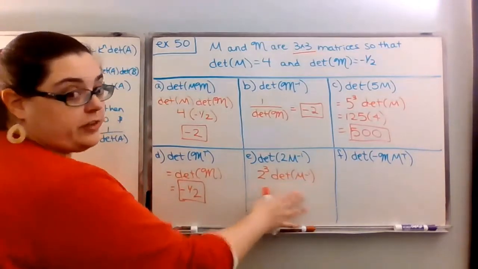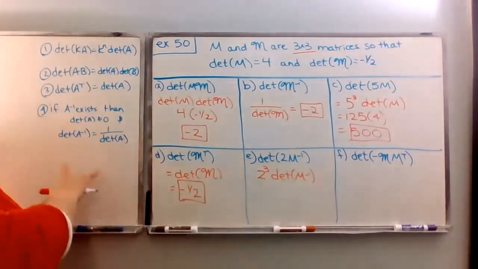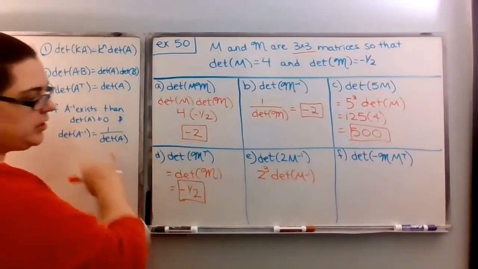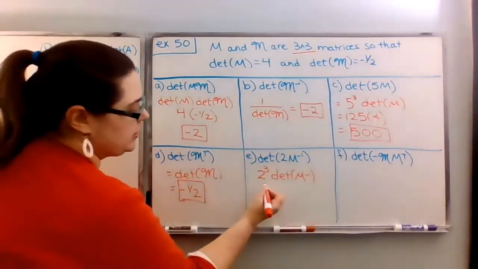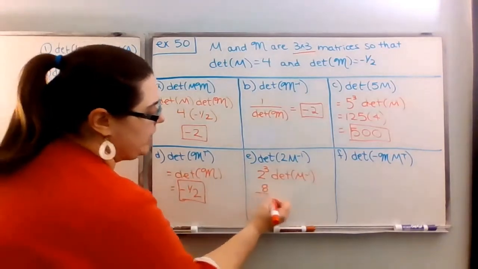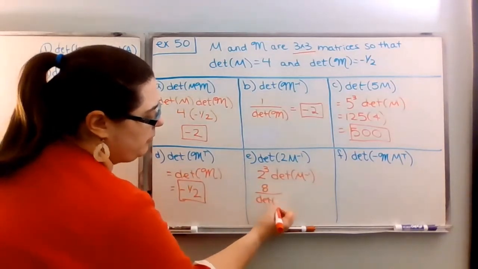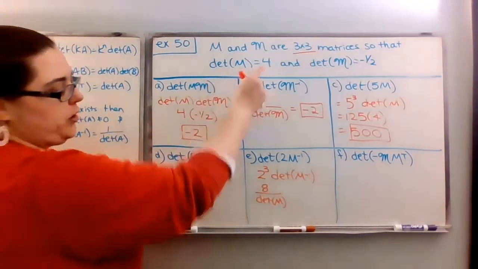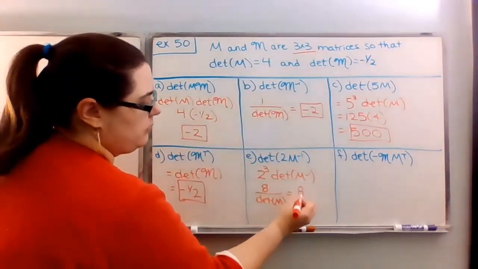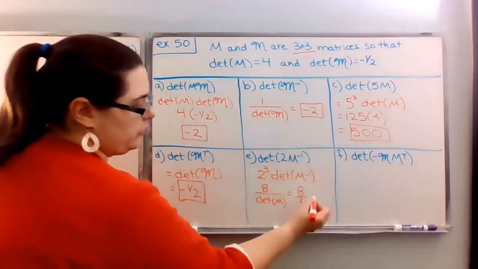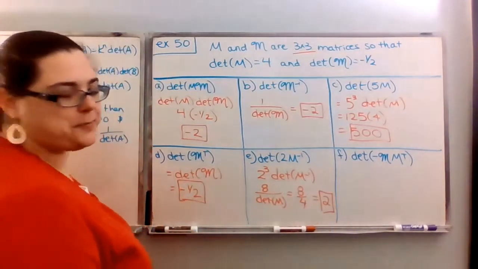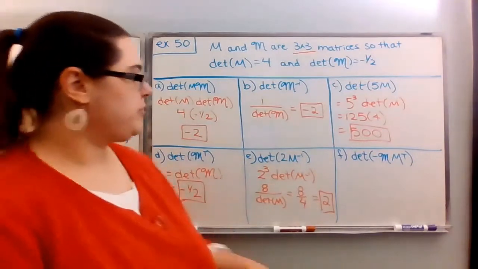But the determinant of m inverse is the same as the reciprocal of the determinant of m. And 2 cubed is 8, so I'm going to do that at the same time. So this is going to give me 8 over the determinant of m, which is 4. And 8 over 4 is 2. There we go.